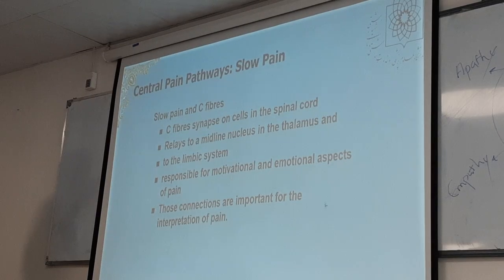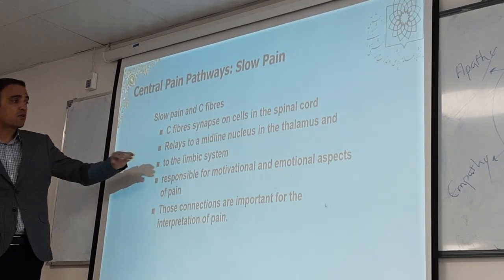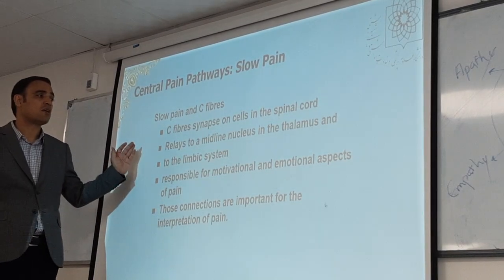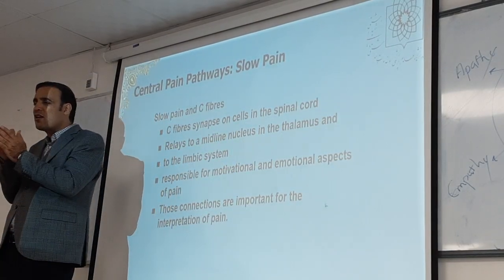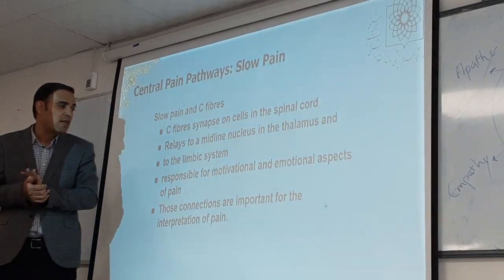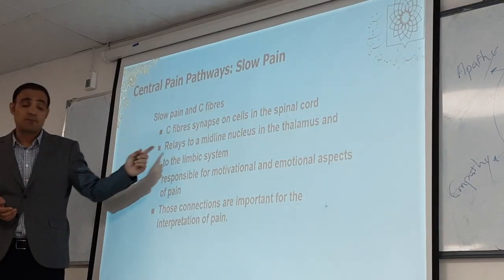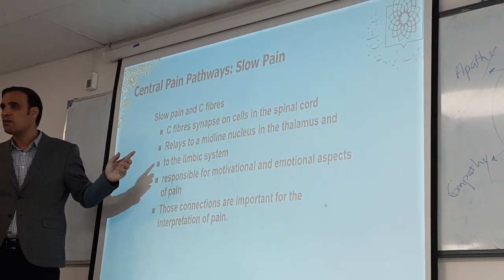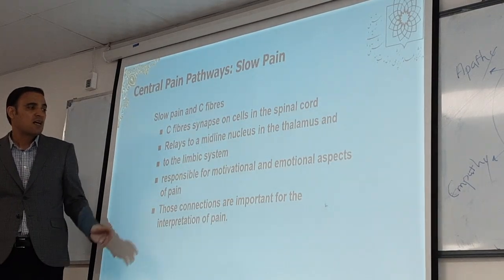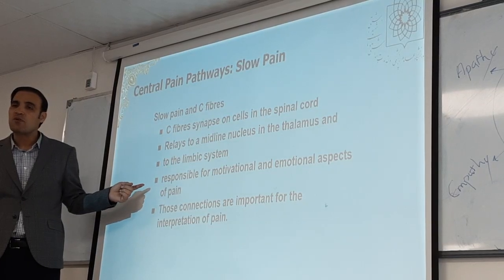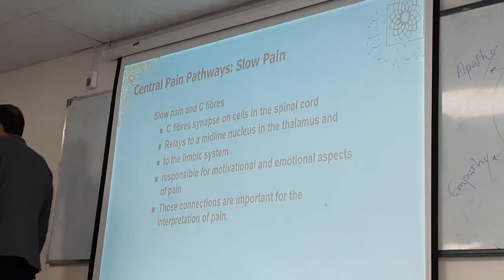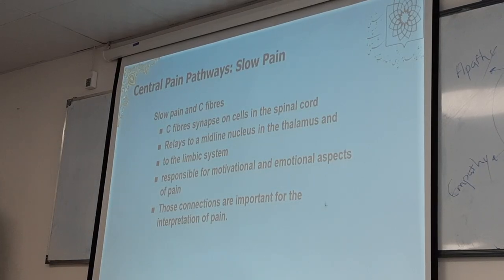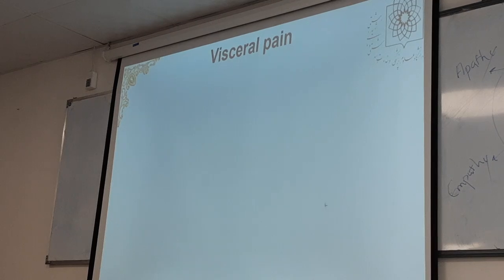Slow pains also synapse in the spinal cord, then relay to the midline nucleus of the thalamus. They are different. They come to a different part of the thalamus, and then to the limbic system. I told you about the emotional response that we have. This is responsible for the emotional and motivational response that we have in pain, and it is also very important for the interpretation of pain.